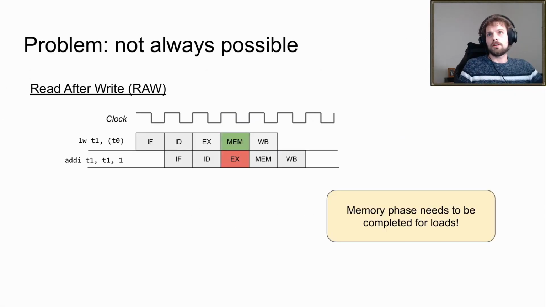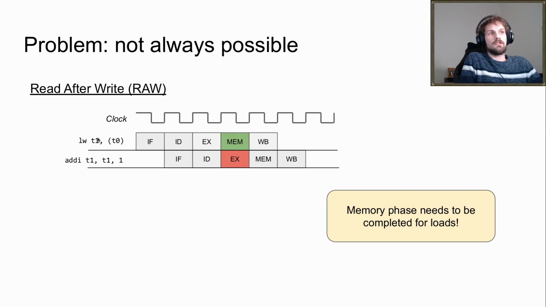There's a problem though. This is not always possible. In this very simple example, we have a load instruction, and we're loading from memory. T0 has the memory index, so we're loading the address T0 from memory into the register T1. When is this result available? Only after the memory phase.